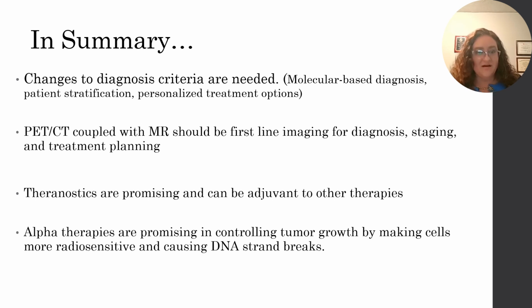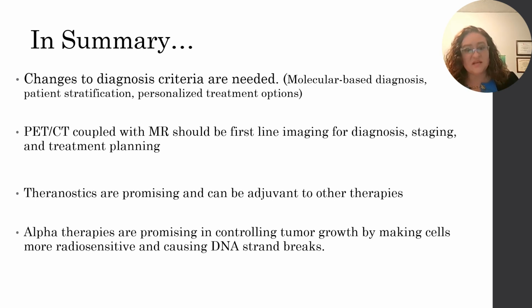So in summary, there needs to be changes to the diagnostic criteria for glioblastoma. It really needs to be a molecular-based diagnosis, and it needs to consider all the genetic factors and the complexity of the tumors into play. And then PET-CT coupled with MRI should be the first line of imaging for diagnosis, staging, and treatment planning. It should also be used to help progress patients to clinical trials and other treatment options that may be more successful than the current standard of care.